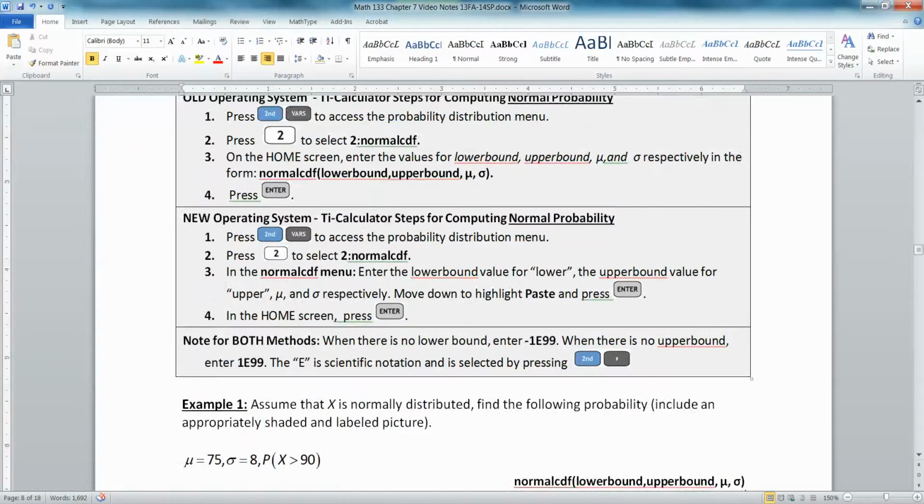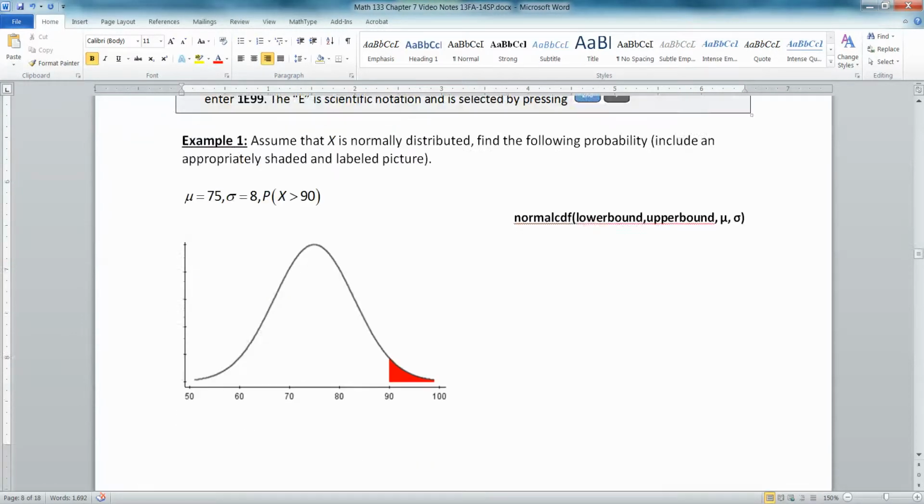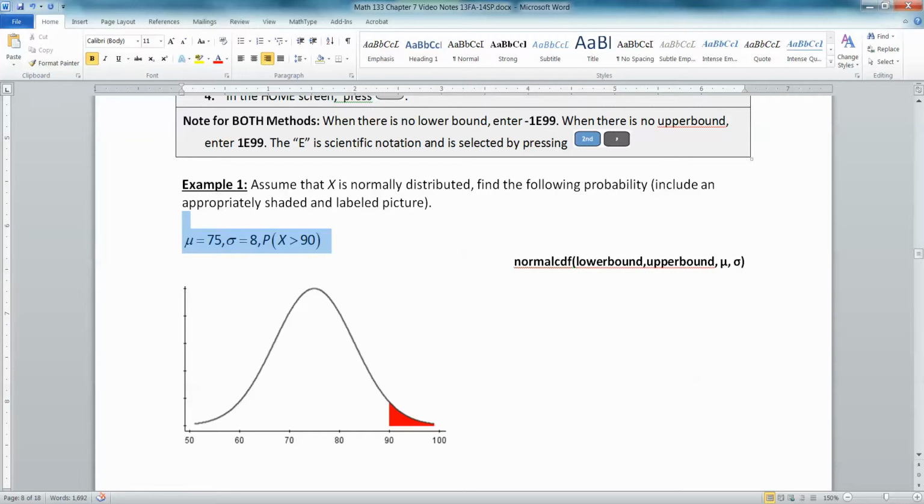Okay, so let's start with the first problem, where I'm giving you the mean, the standard deviation, and an x value of 90. What I want to know is the probability that x is greater than 90. So I'm giving you the score of 90 and I want this area over here. To do that, you're going to need normal CDF. Normal CDF takes the lower bound, the upper bound, the mean, and the standard deviation. So the lower bound of the edge we shaded was 90.